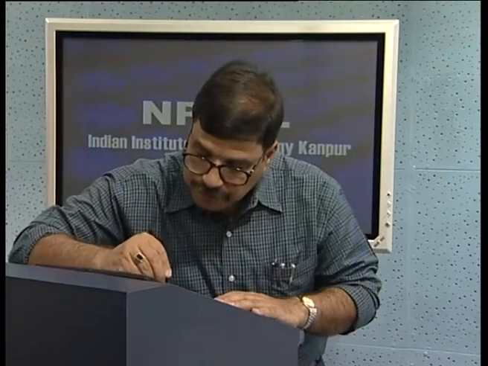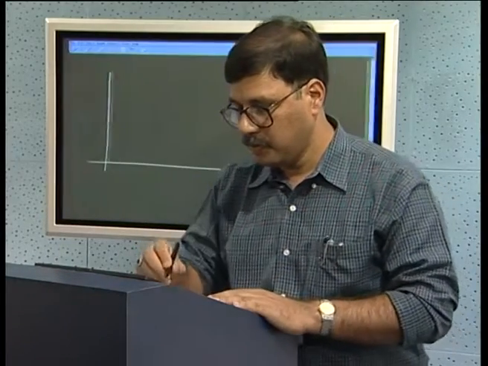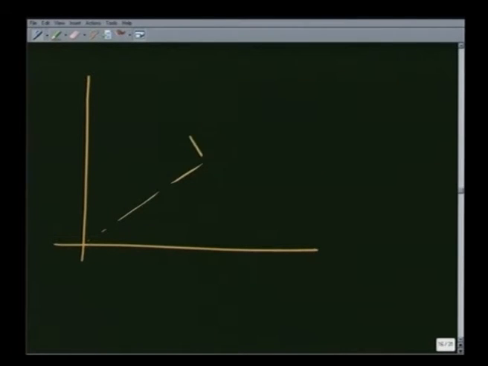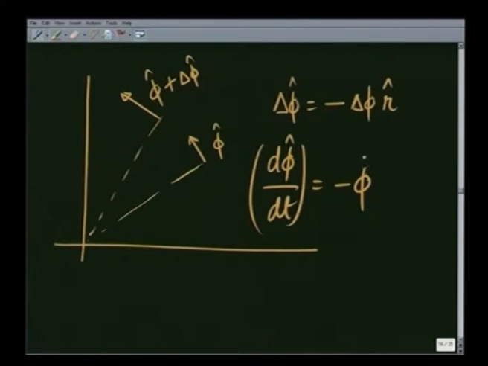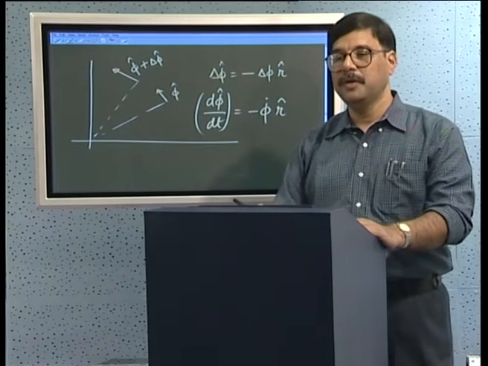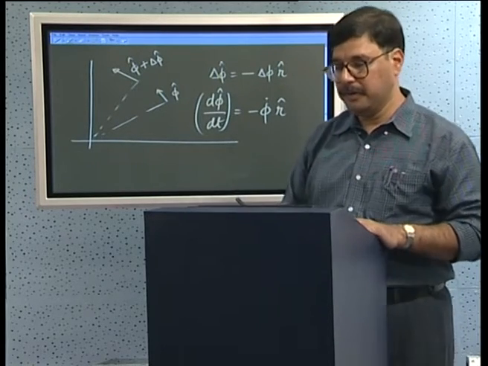To show it again, this was my original phi. After the particle moved, phi has become this. So, let me write this as phi plus delta phi, and delta phi comes out to be minus delta phi r unit vector, and therefore, d phi over dt is nothing but minus phi dot r. I have shown it purely on geometrical basis.